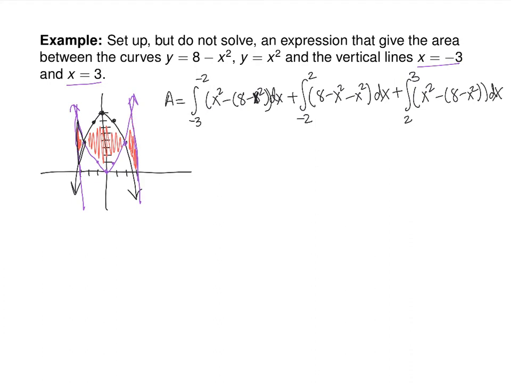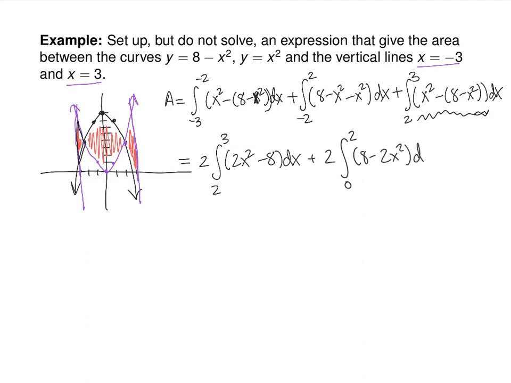So a better way to express this would be to write twice the integral from 2 to 3 of 2x squared minus 8. It probably is easier to compute this integral using positive values than the other one using negative ones. And also notice that with the middle part, this area from negative 2 to 0 is equal to the area from 0 to 2. So what you can do instead there is do twice the integral from 0 to 2, 8 minus 2x squared. And that's the setup that you would use to solve this.